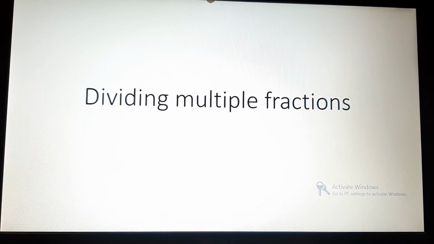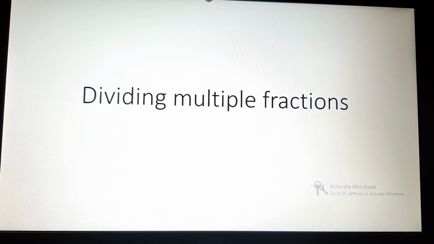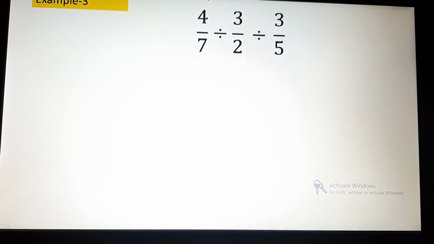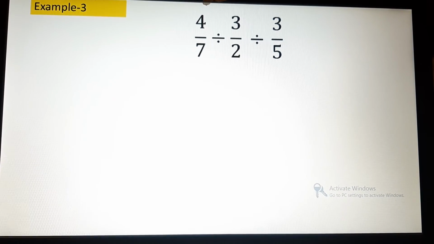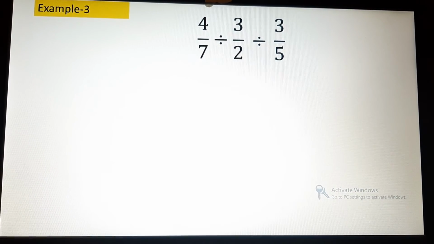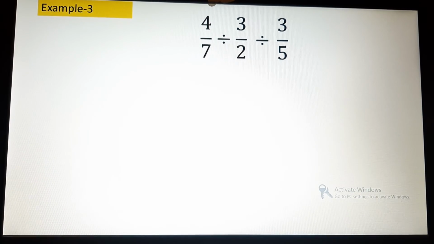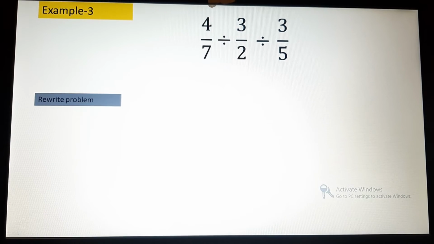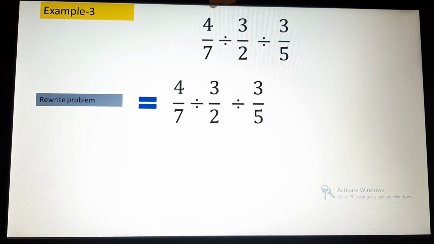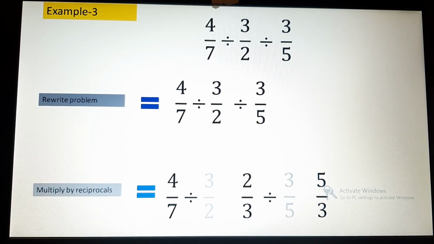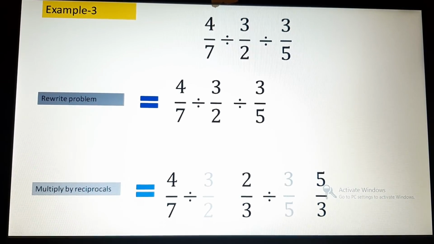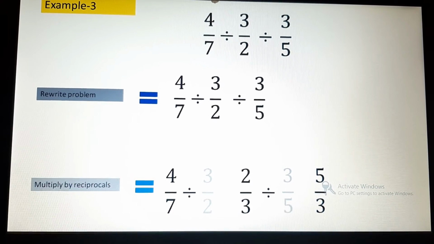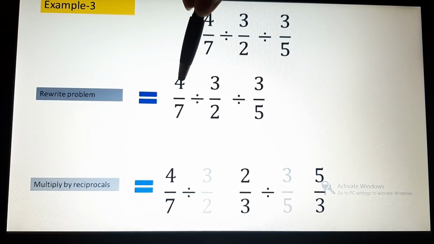Now we have to divide more than 2 fractions, dividing multiple fractions. 4/7 divided by 3/2 divided by 3/5. Now what we have learned so far is that we have to flip the fraction. We have to reciprocate the fraction and then we multiply it. First of all, we'll rewrite the fractions and we are going to reciprocate the fractions 3/2 and 3/5. We will not reciprocate the first one as I have told you earlier.